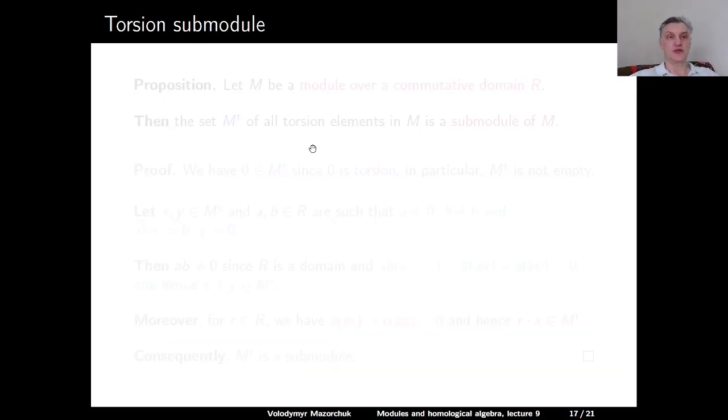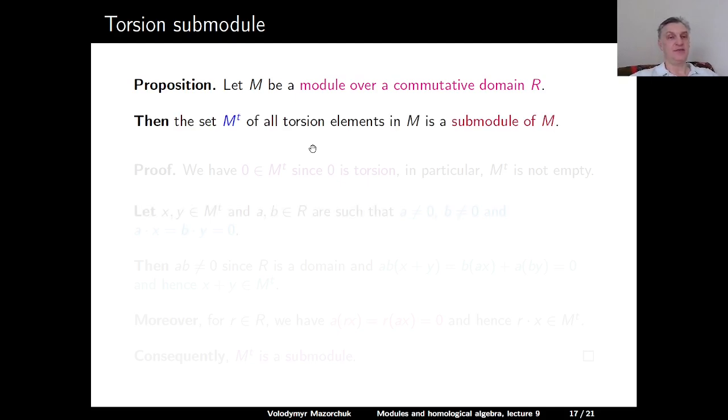Now we can discuss the notion of a torsion submodule. Proposition: let M be a module over a commutative domain R. Claim: then the set MT of all torsion elements in M is a submodule of M. Proof: let us first note that the 0 element is a torsion element because its annihilator is the whole ring. So in particular, the torsion part is a not empty set.